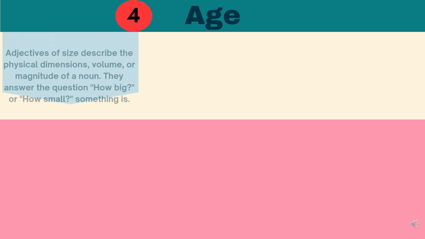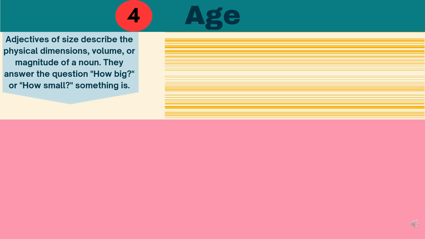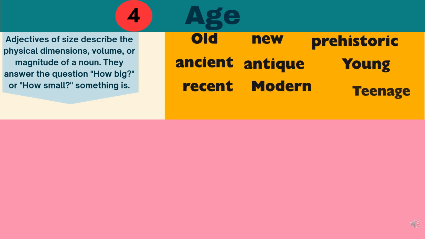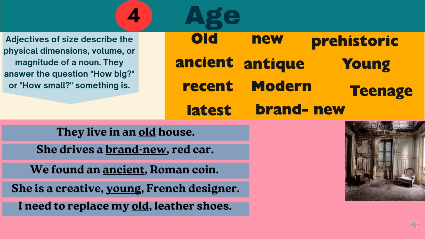After size, we describe age. This tells us how old or new something is. It answers the question, how old is it? For example, an old house. A brand new, red car. An ancient, Roman coin. A creative, young, French designer.